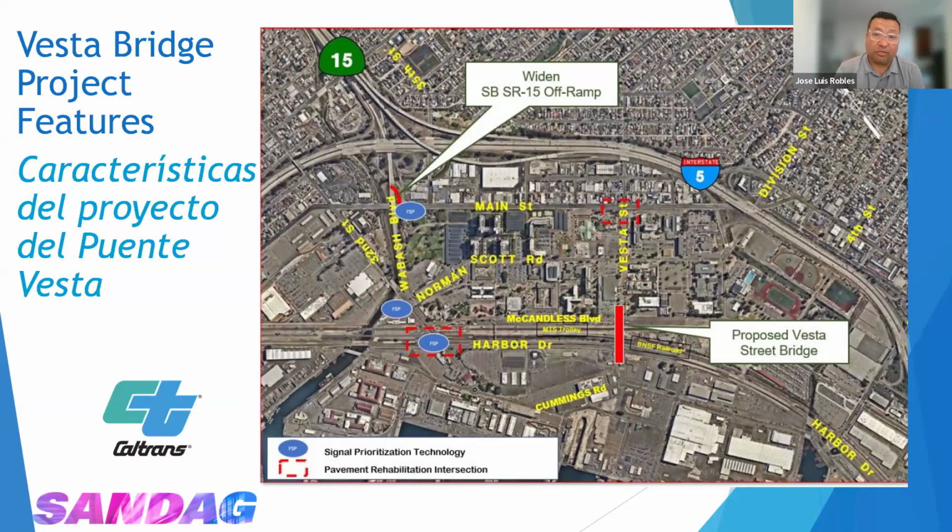This project is also going to be widening a portion of the I-15. We're going to do some pavement rehab improvements on Vesta Street and Main Street, also along the intersection of Harbor and 32nd. Finally, we're going to be installing freight signal prioritization also on 32nd Street to facilitate the movement of freight as it moves along out of Harbor Drive and into our freeway systems. Next slide.